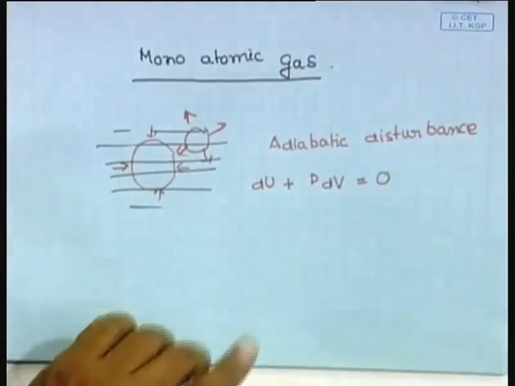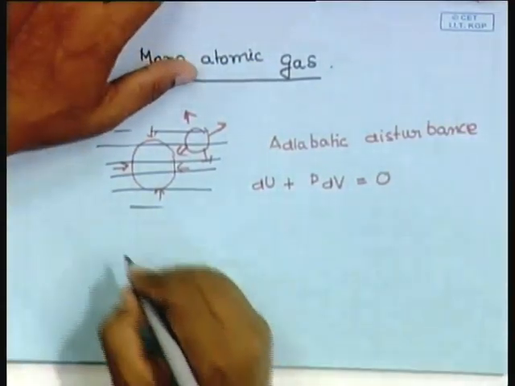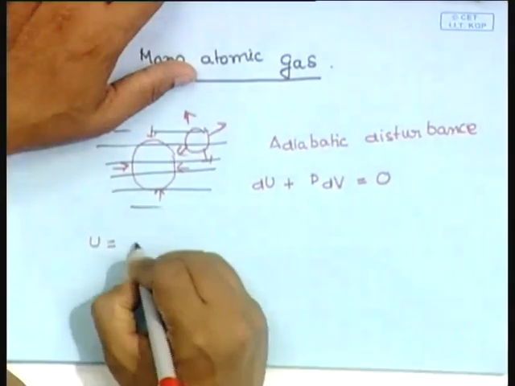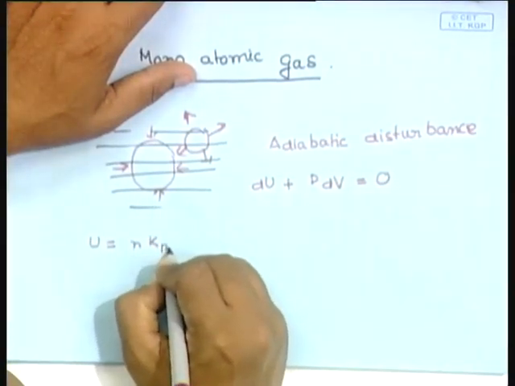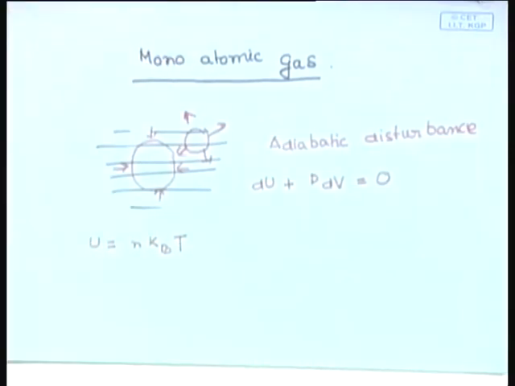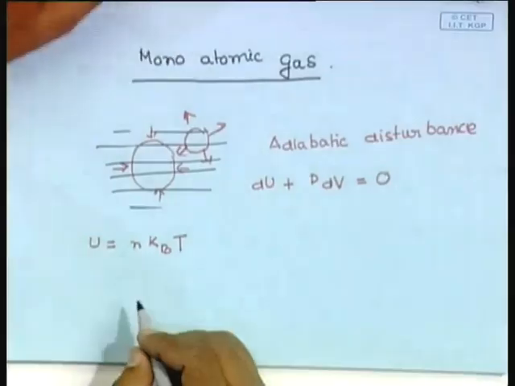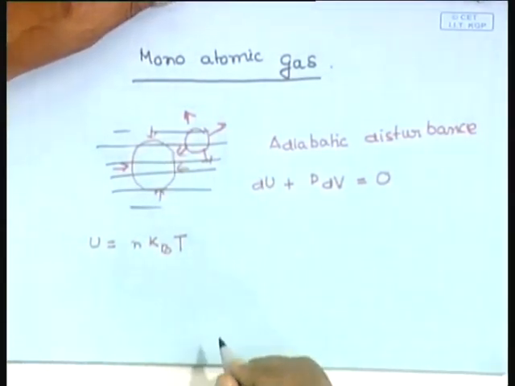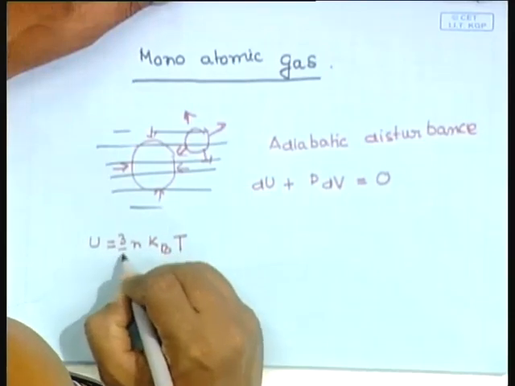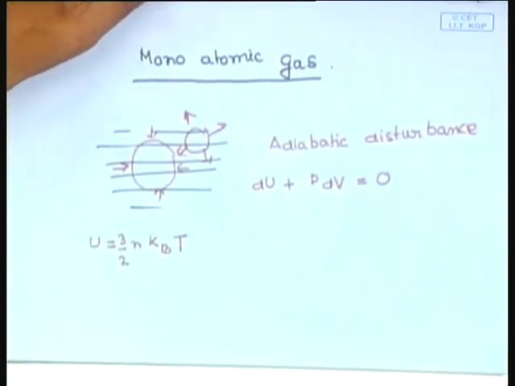We also know that for an ideal monoatomic gas, the internal energy U is N k_B T, where N is the number of atoms in the gas, k_B is the Boltzmann constant, and T is the temperature. So there is some mass of gas which we are dealing with, that is our system, and its internal energy is given by this. For a monoatomic ideal gas, this will have 3/2 here. Each translational degree of freedom has half kT, and there are 3 of them, so it is 3/2.